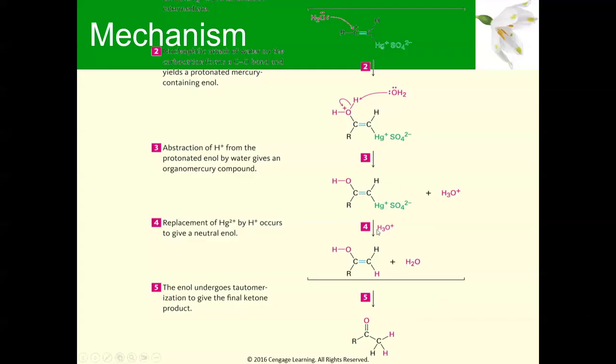So one of those hydrogens comes from the H3O+ and replaces that mercury. Okay, and then, as I said, this hydrogen is going to move to this carbon, and this double bond is going to move to become part of the carbonyl, to transform into a carbonyl. Okay, so let's see if you got it.